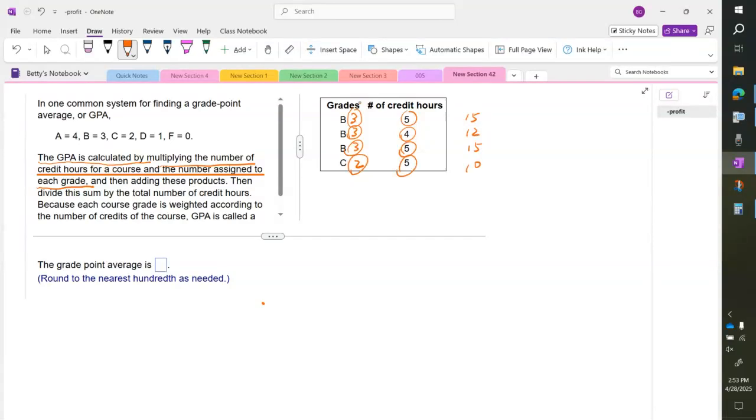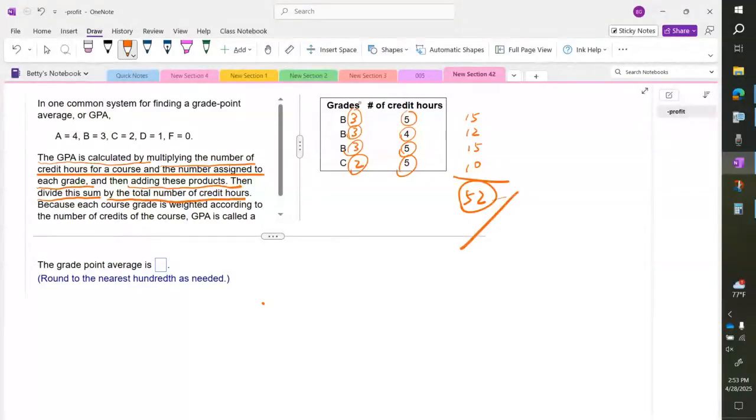Right? And then adding these products, add them together. 15, 15, 30, 40, 52. You double check. 15 and 15 make 30. Now add another 10 is 40. 40 plus 12 is 52. So that's the addition, right? Add these products. Then divide this sum by the total number of credit hours.